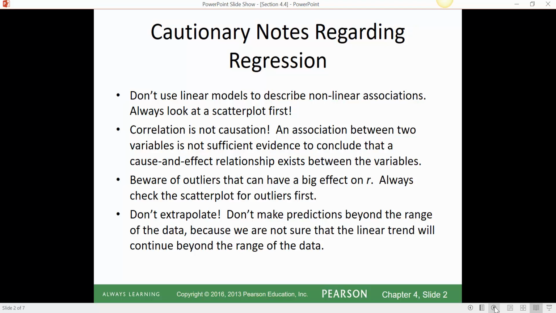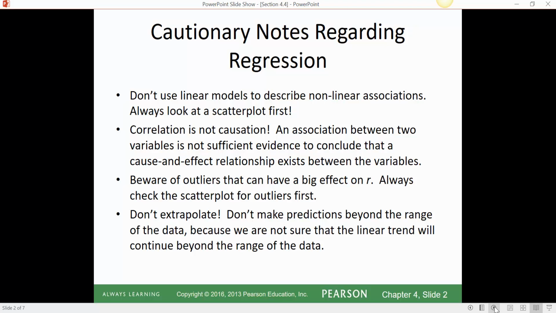Right, so looking at slide 2, there are some cautionary notes regarding regression. Let's go over those. The first one is don't use linear models to describe nonlinear associations. Always look at a scatter plot first, right? It doesn't make sense to make a linear model or find R, the correlation coefficient, if our data doesn't look to be linear. So always start with the scatter plot. That's the biggest thing that you've got to make sure to do.